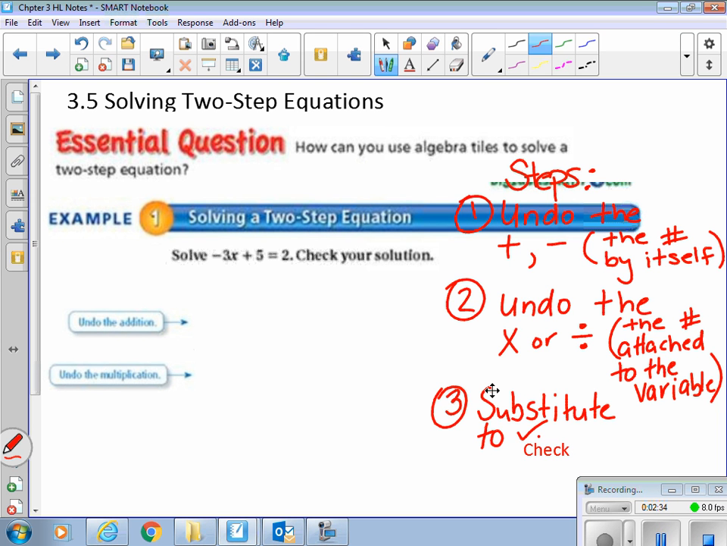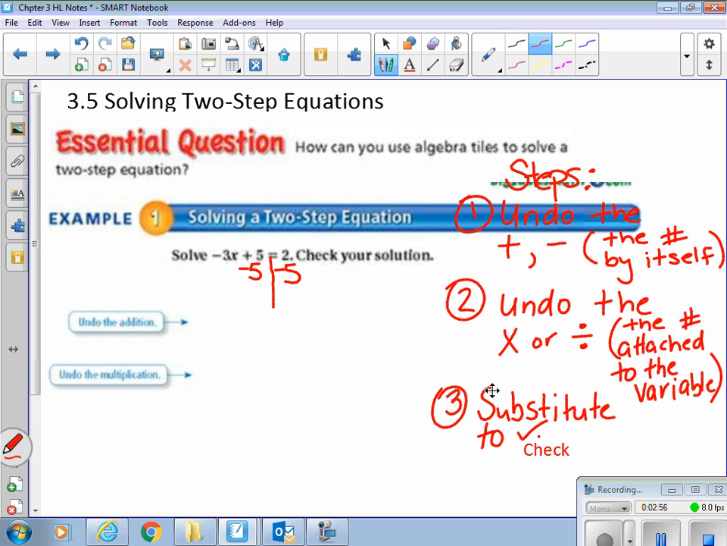So if I look at my first example, negative 3x plus 5 is equal to 2. I want to get rid of this plus 5. So we want to think to ourselves, what is the opposite of adding 5? The inverse operation of addition is to subtract 5 from both sides. Remember, we draw our line to remember that what we do on one side of the equal sign, we must do the same thing on the other.